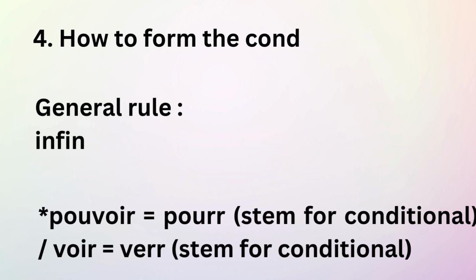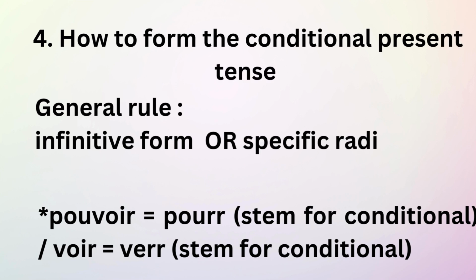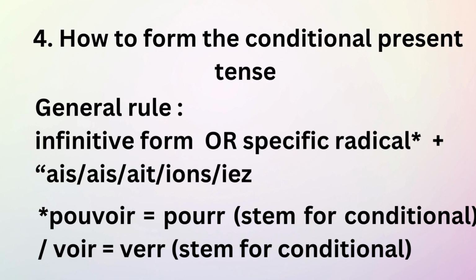How do we form the conditional mode? Well, it is one of the simplest to form, and that is we have the verb in the infinitive mood or specific radical forms for irregular verbs. Like pouvoir will have the radical pour. Voir will have the radical ver. And there is a list of these types of radicals, but we are going to talk about that in the next lesson, so subscribe for that lesson. And the endings of the imperfect tense, like ais, ais, ait, ions, iez, aient, pronounced ais, ais, ait, ions, iez, aient.